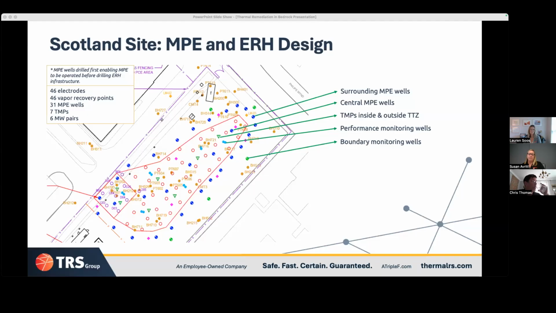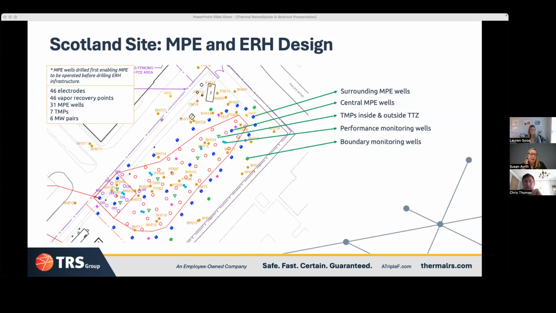And then, Susan, maybe you talk about some of the unique things that were done at your site in Scotland, where they took a very conservative approach in extraction and monitoring. Yeah, for the Hamilton project, which is located in Scotland, we used multi-phase extraction. The multi-phase extraction wells and infrastructure were installed before we drilled the electrodes. There was a lot of concern about mobilizing contamination during drilling of all of these electrodes.